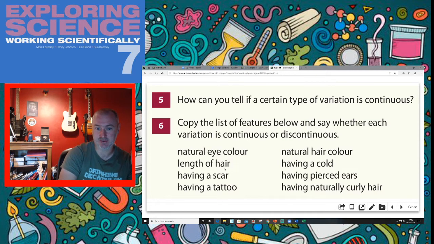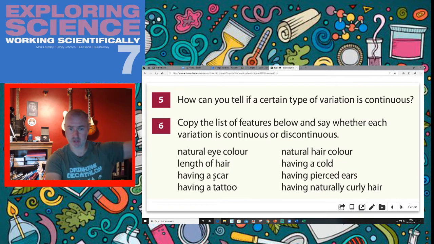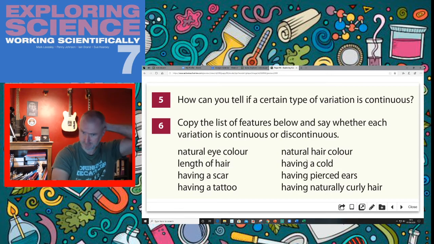And if we just have a look at all of these, we should hopefully instinctively be able to put these into those different types of variations. So eye colour, different groups would be discontinuous. Length of hair, continuous. Having a scar, discontinuous. Right, you've either got one or you haven't. Having a tattoo, discontinuous. You've either got one or you haven't. Hair colour, discontinuous. You're either blonde or brown. Having a cold, you've either got one or you haven't. Discontinuous. In fact, the only one here that is continuous is length of hair.